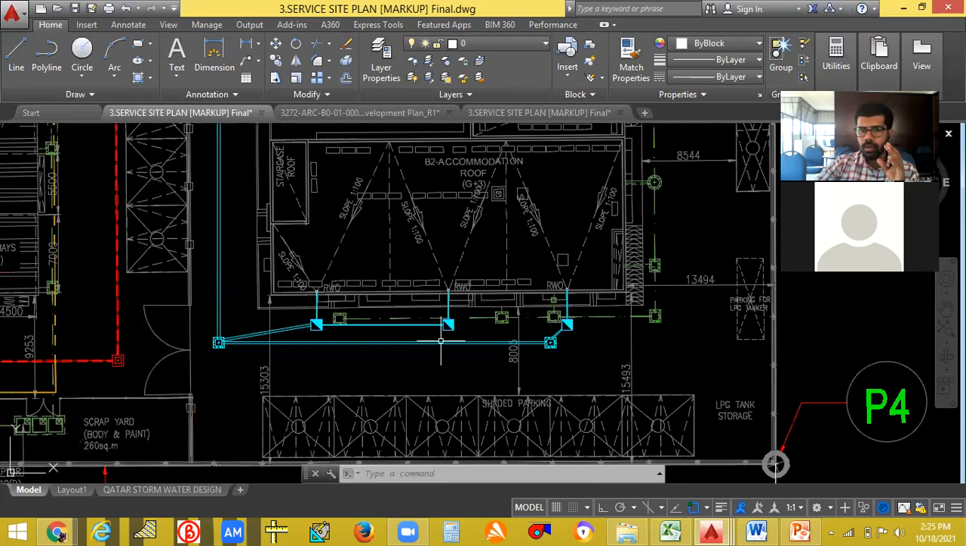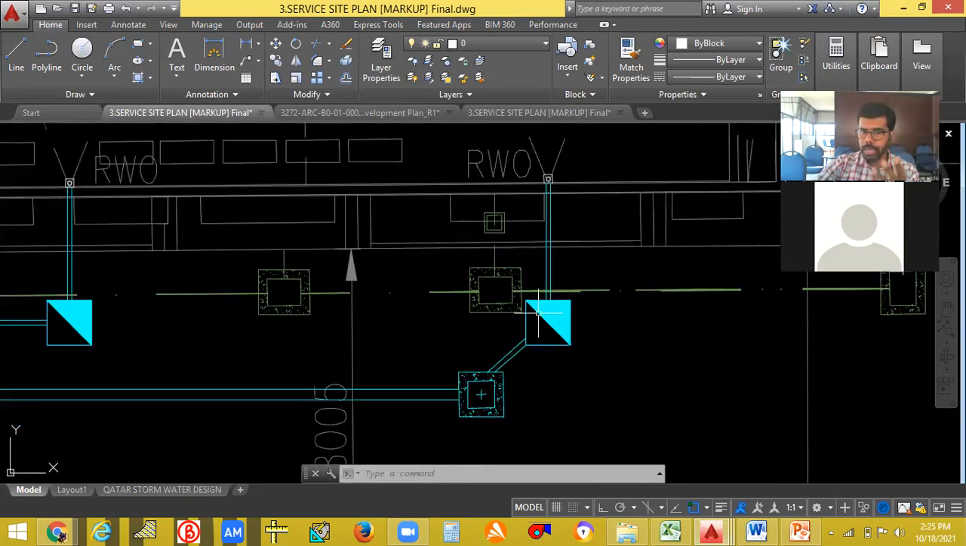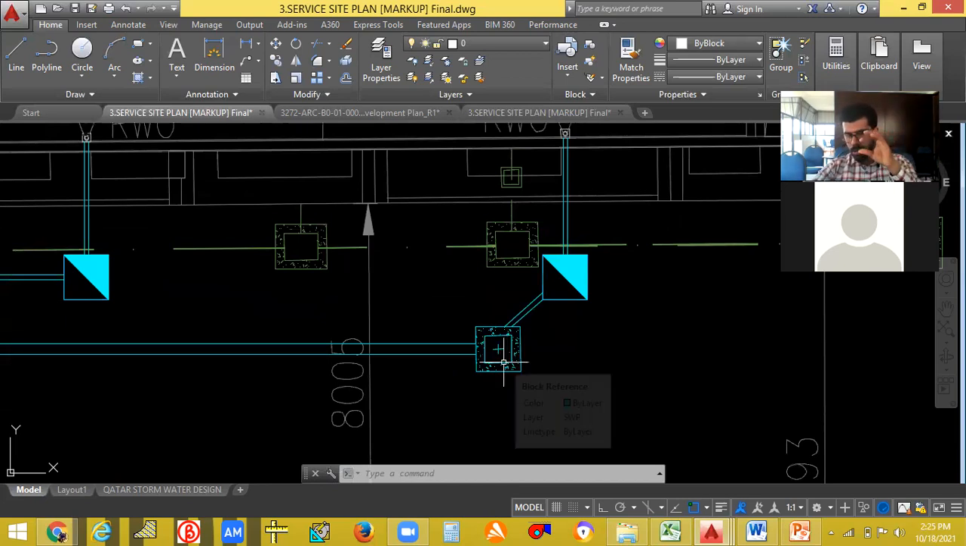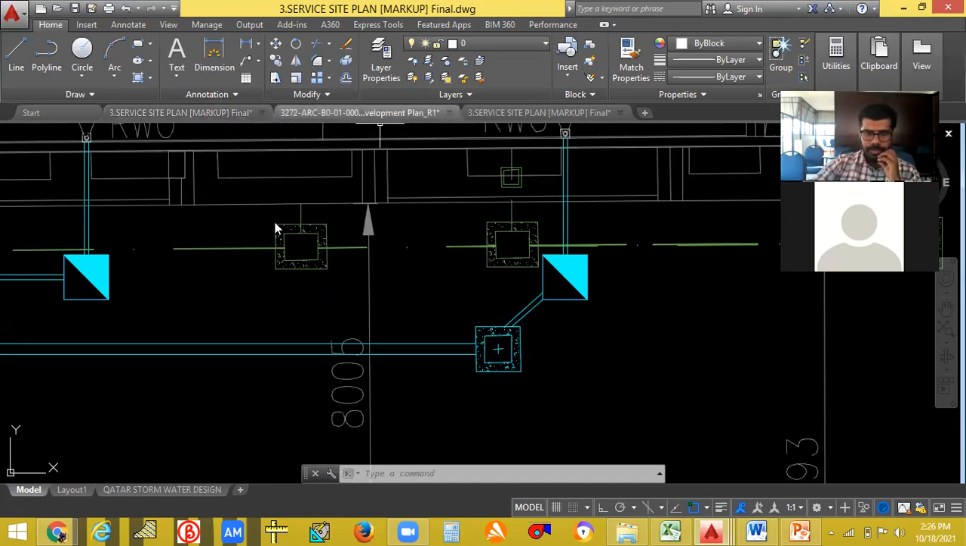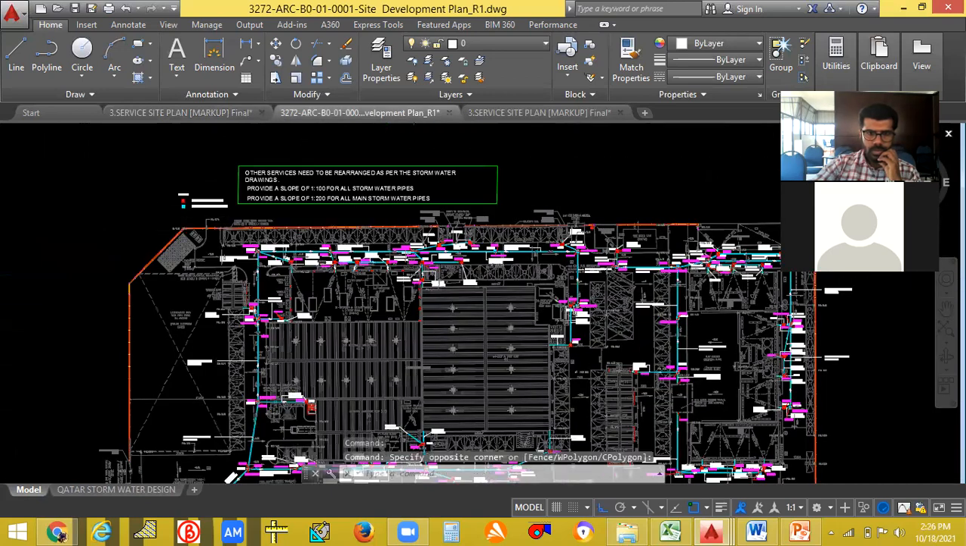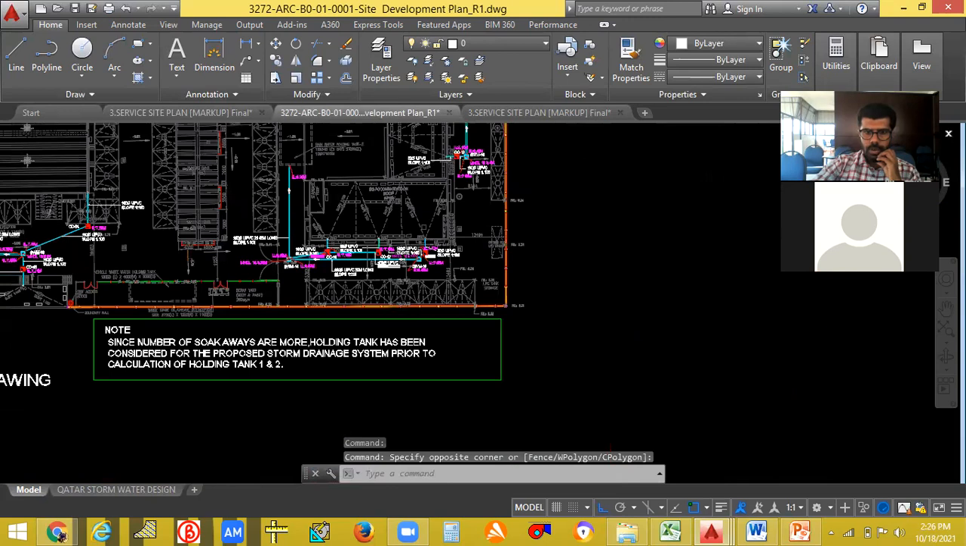Okay, you have to mark what is the invert level, what's the pipe dimension of it, how much is the invert level. Invert level means how much height the water or the pipe is going. I'll show you how it will be. It will be like this. You have to mark it.